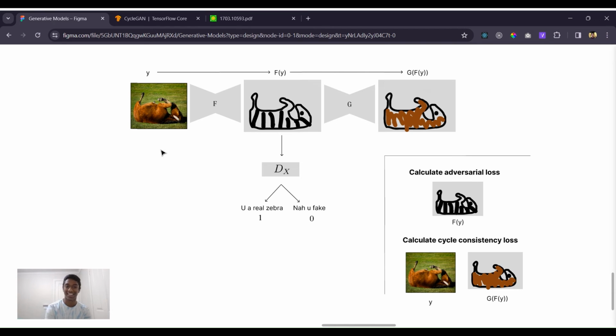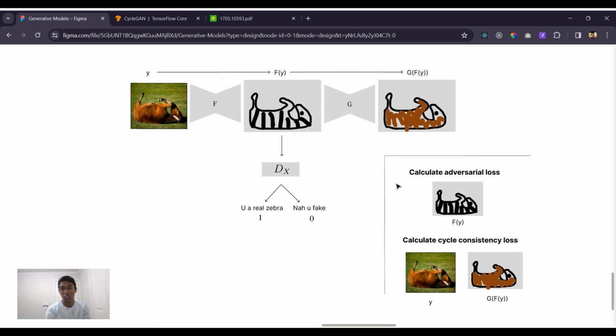Gosh, that's ugly. Okay, so we start with our horse image this time, which is our y, because it's from the horse domain, and we said the horse domain was the y domain. So we're gonna get that horse image. We're gonna pass it through our F generator, which translates that into a zebra, and then we're gonna pass that zebra translation through the G generator, which then gets us our horse translation.